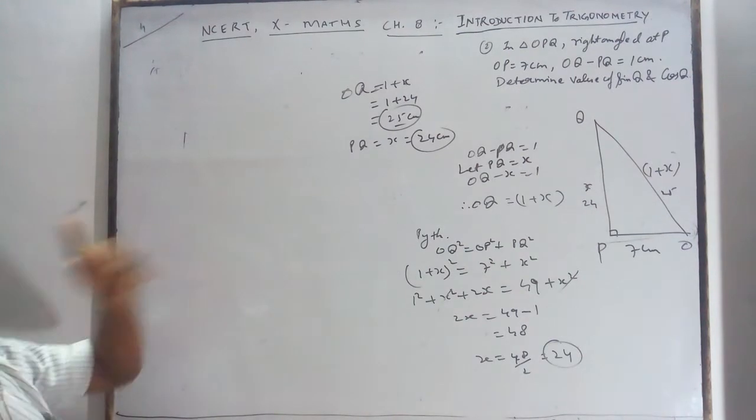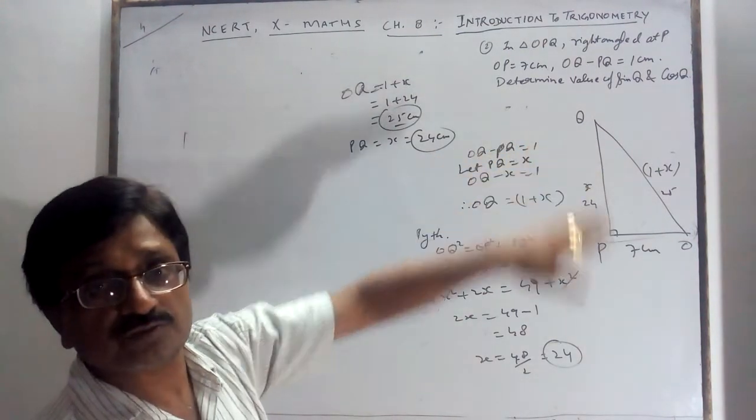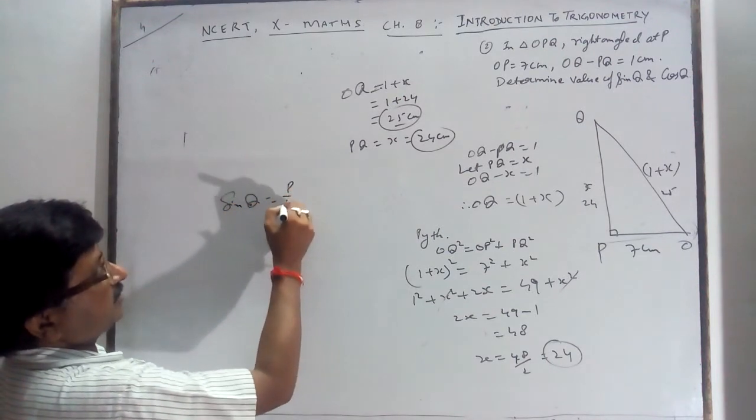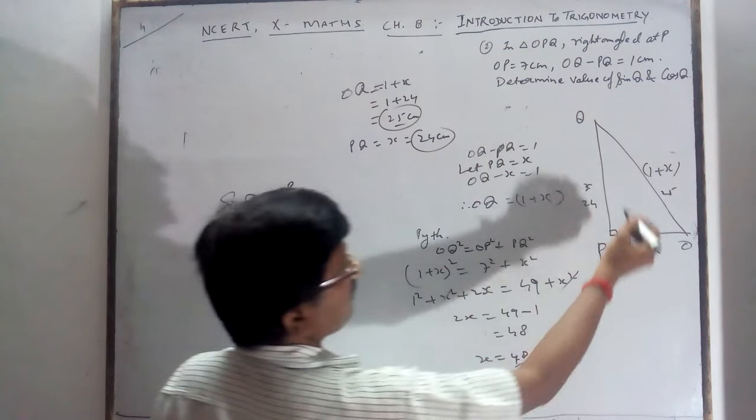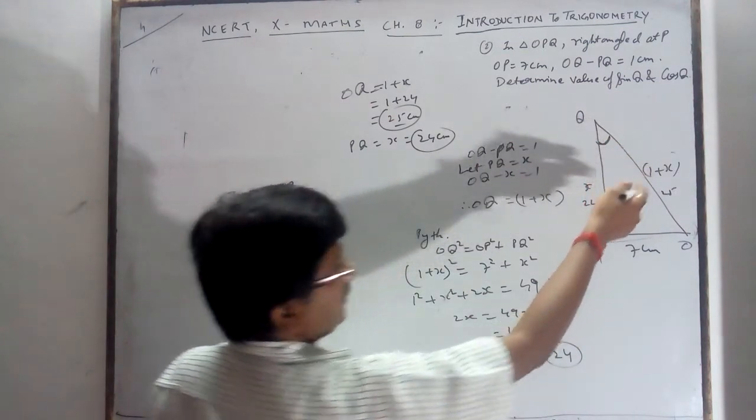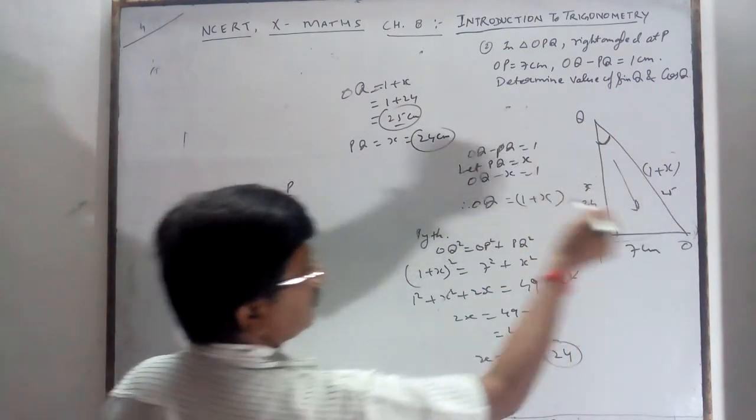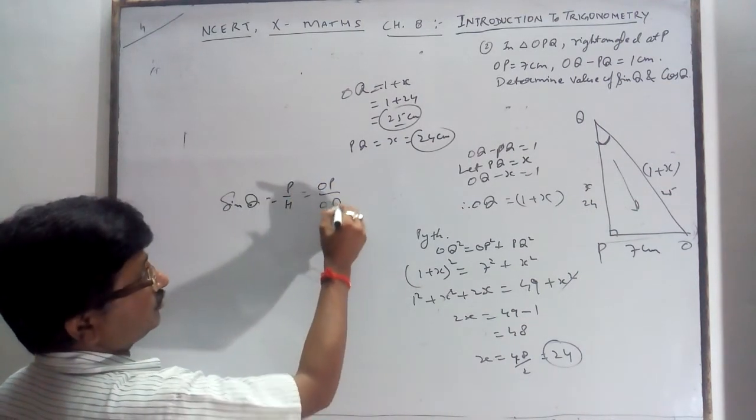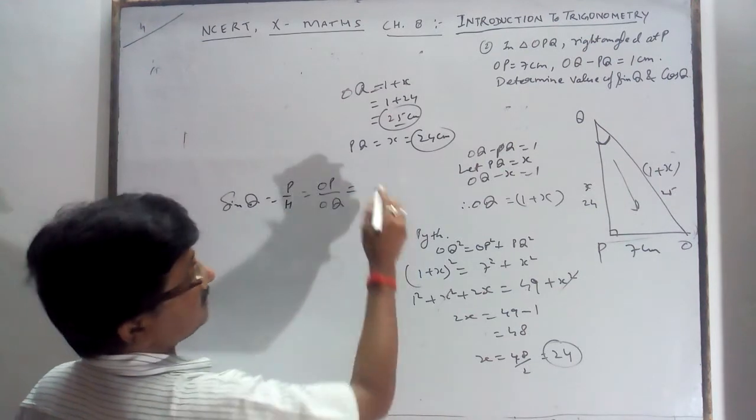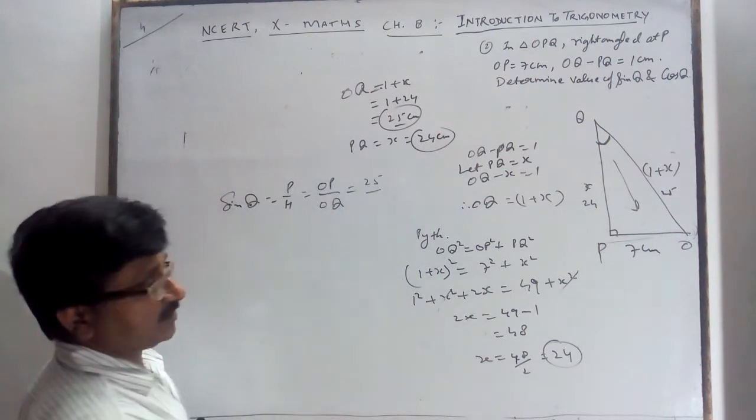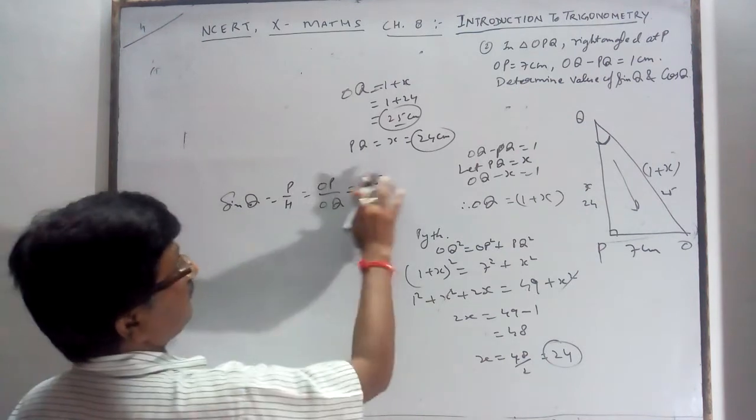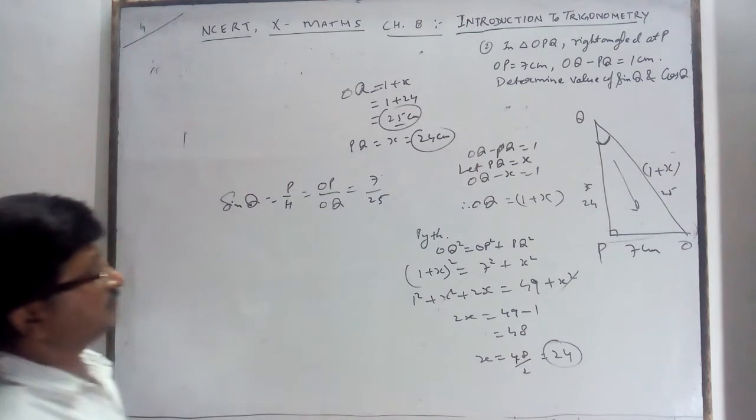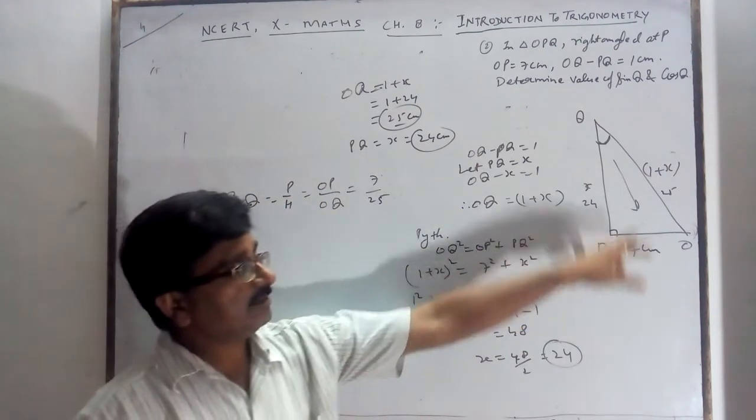One question is: determine the value of sine Q. How will you get it? Sine Q means perpendicular upon hypotenuse. For sine Q, the perpendicular will be the opposite side, which is OP, upon the hypotenuse, which is OQ. OP is given as 7 and OQ is 25. So sine Q is 7 upon 25.